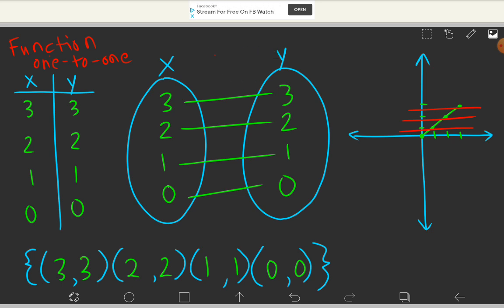Alright, so today we went over how to identify functions and one-to-one functions by using the vertical and horizontal line tests and determining if x or y repeat.